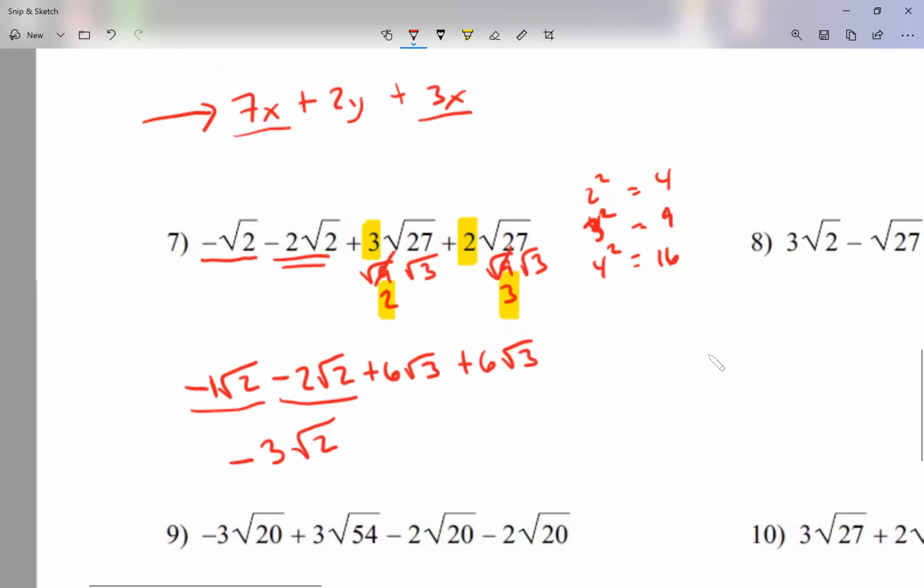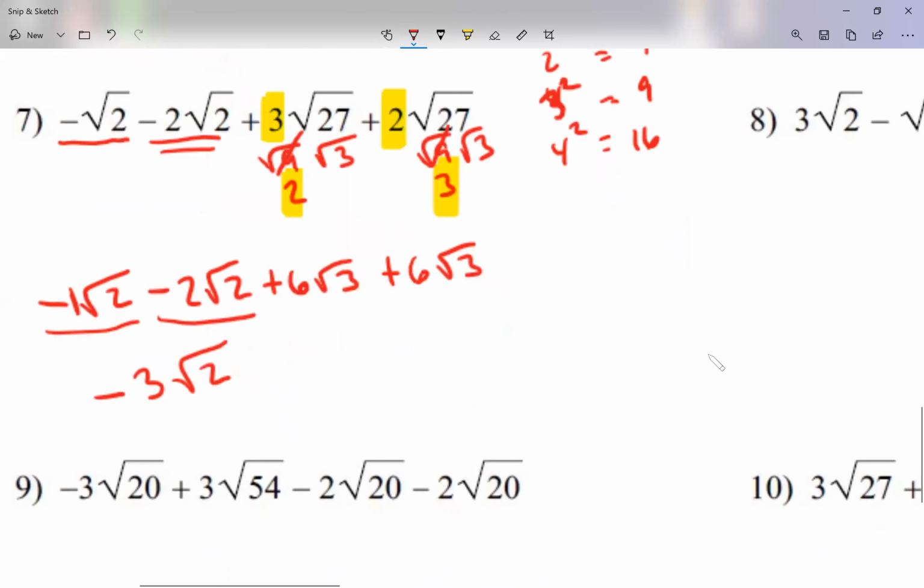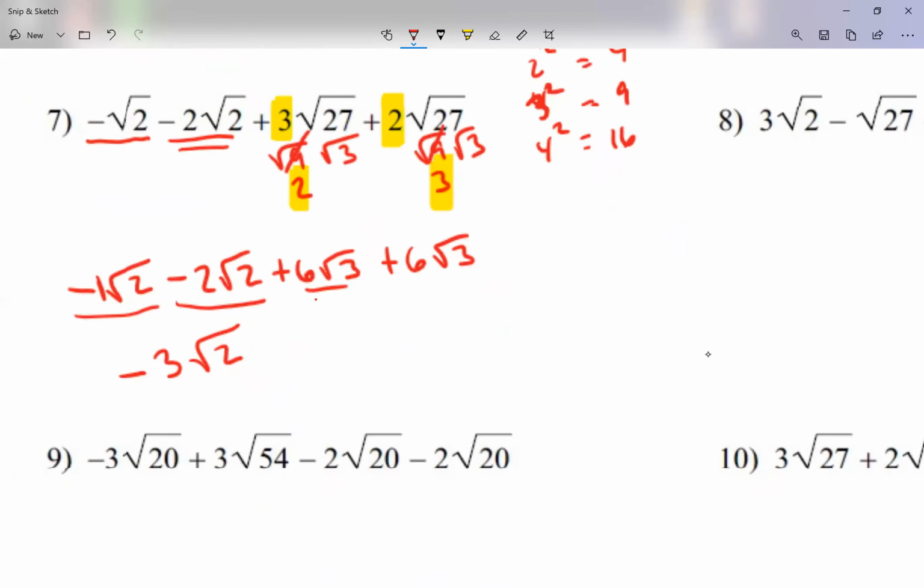Remember back in Algebra 1, you didn't change the letter. 7x plus 3x was just 10x. You left the letter alone. Same thing with the radical. Do not change the radical, just add the coefficients. And then here at the end, 6 radical 3 plus 6 radical 3, that's going to give me 12 radical 3. I just added the coefficients, left the radical alone. Now these two terms, one of them has a radical 2, the other one has a radical 3. I cannot combine them. So that's it. That's my answer.